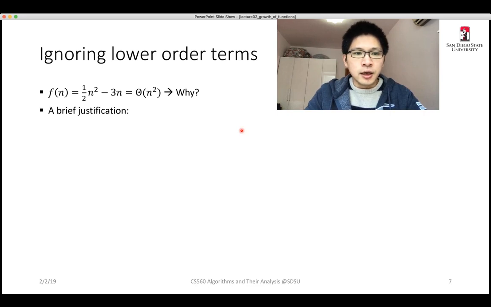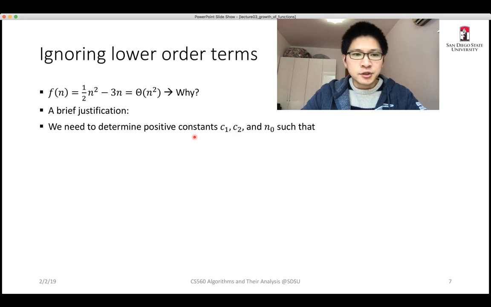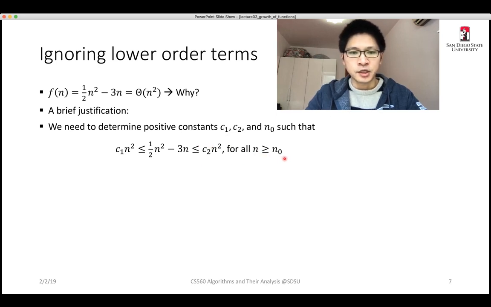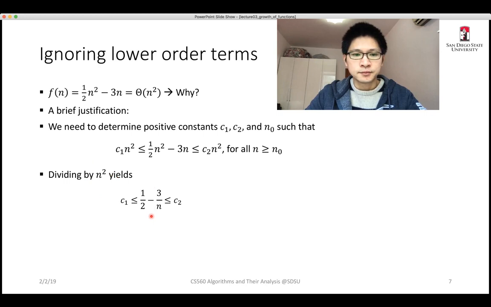Here's a brief justification. According to the definition of theta notation, we need to determine 3 positive constants, C1, C2, and n0, such that the function f(n) in the middle should be greater than or equal to C1 times n^2 and less than or equal to C2 times n^2 for all n greater than n0. If we observe these inequalities and divide by n^2, it becomes this form: 1/2 - 3/n should be greater than C1 and less than C2.